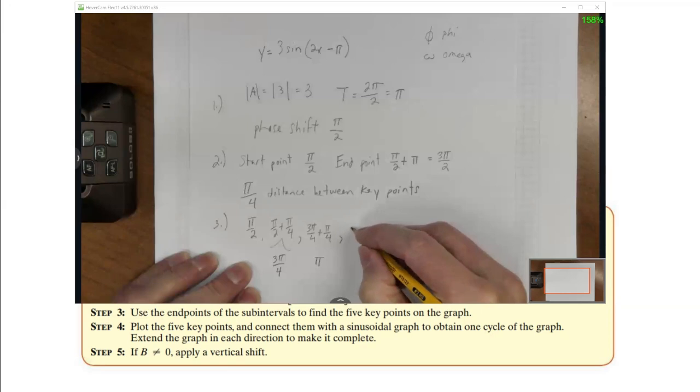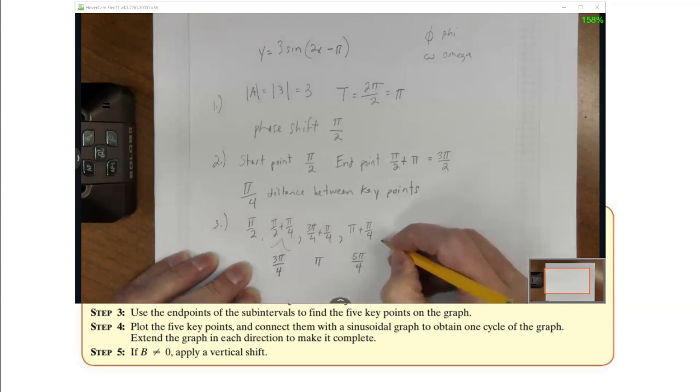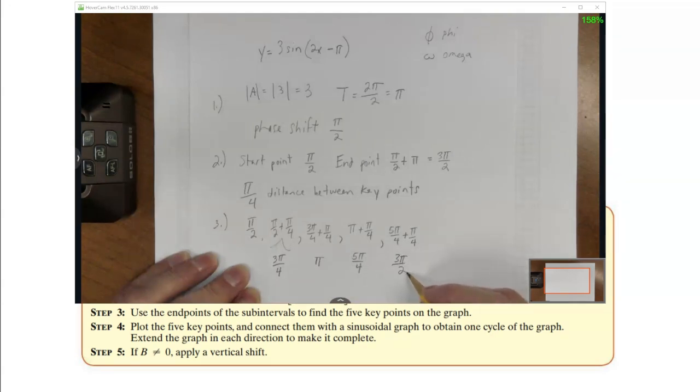And then we're going to take pi plus pi over 4. So 4 pi over 4 plus pi over 4 will be 5 pi over 4. Okay, so we should arrive at 3 pi over 2 next. So I'm going to take 5 pi over 4 plus another pi over 4. That's 6 pi over 4. And if we reduce 6 pi over 4, we get 3 pi over 2.